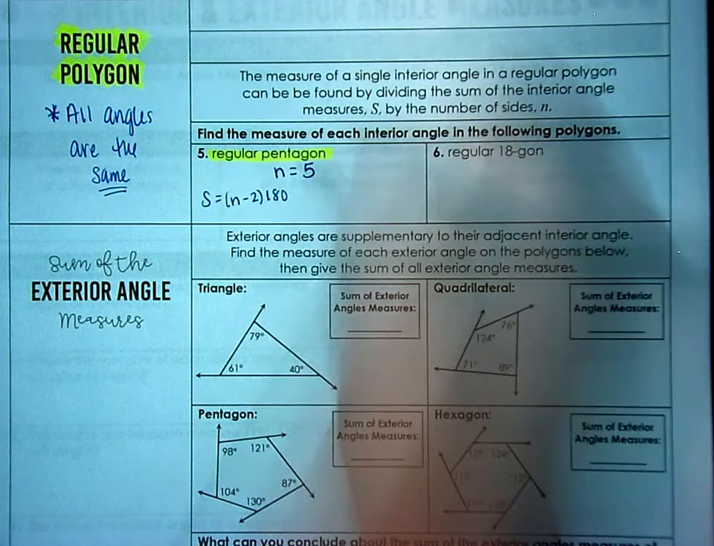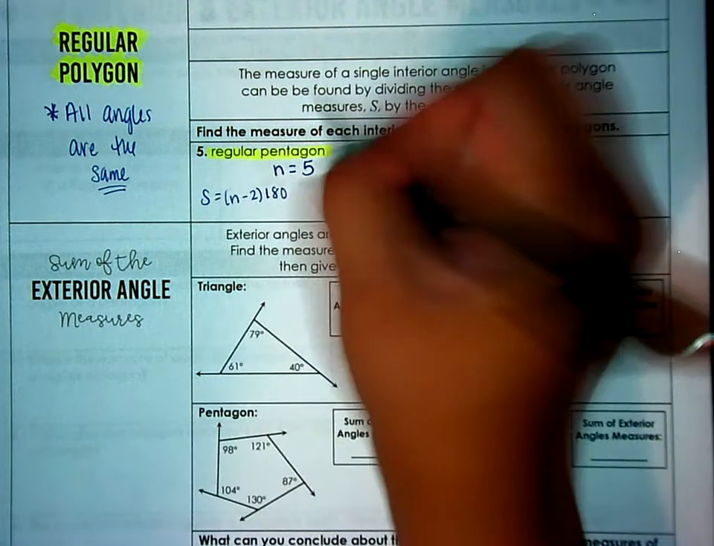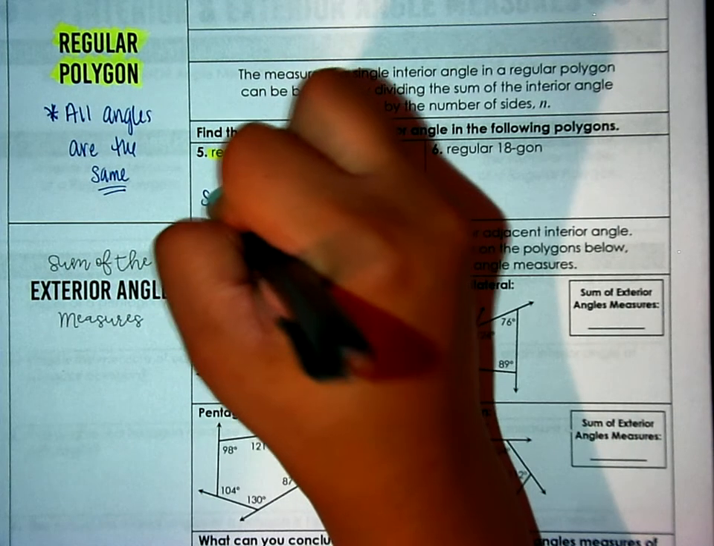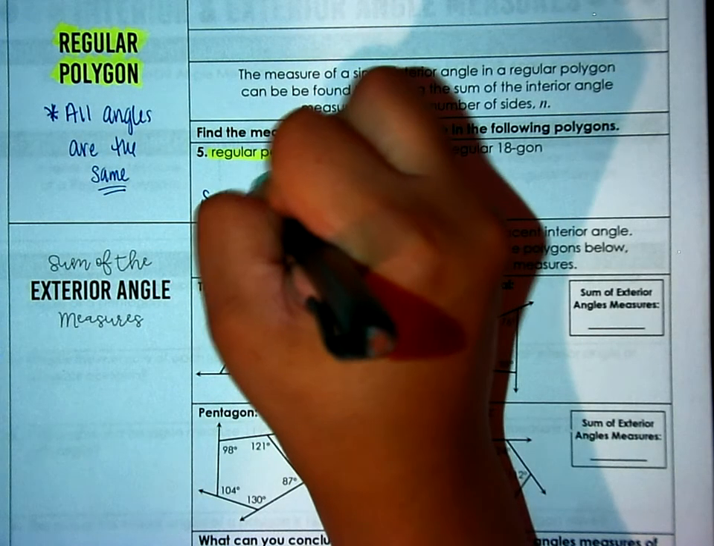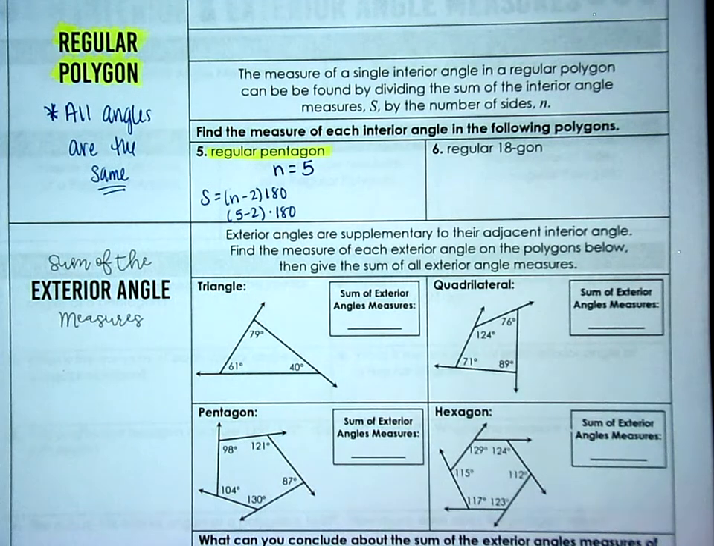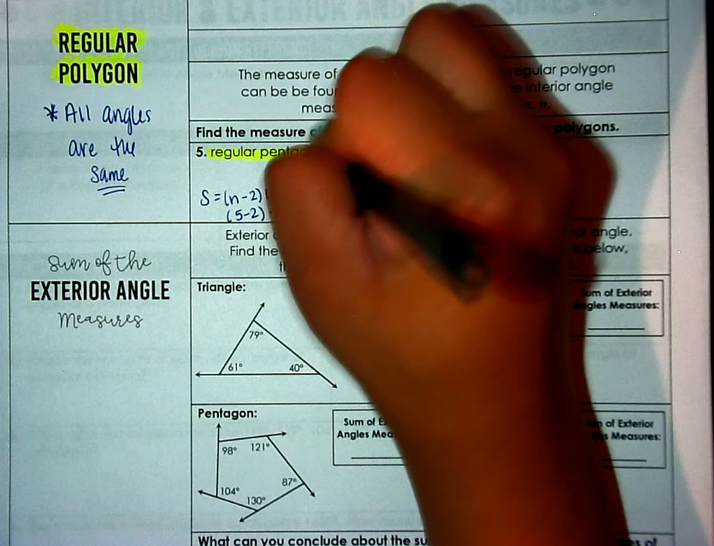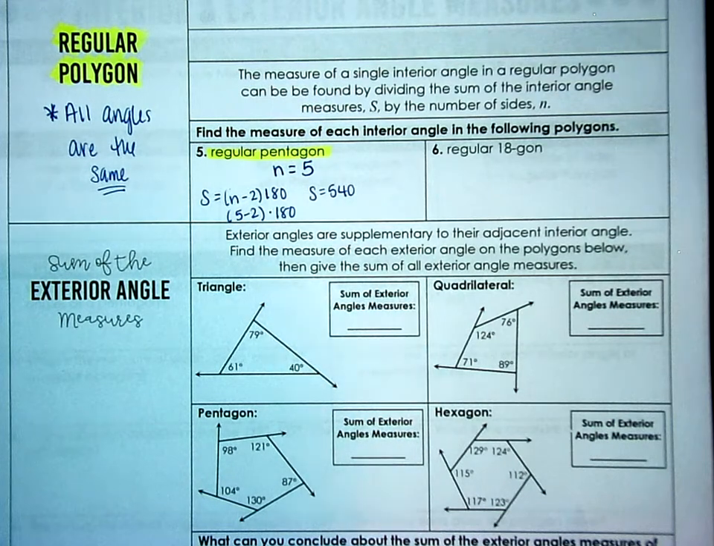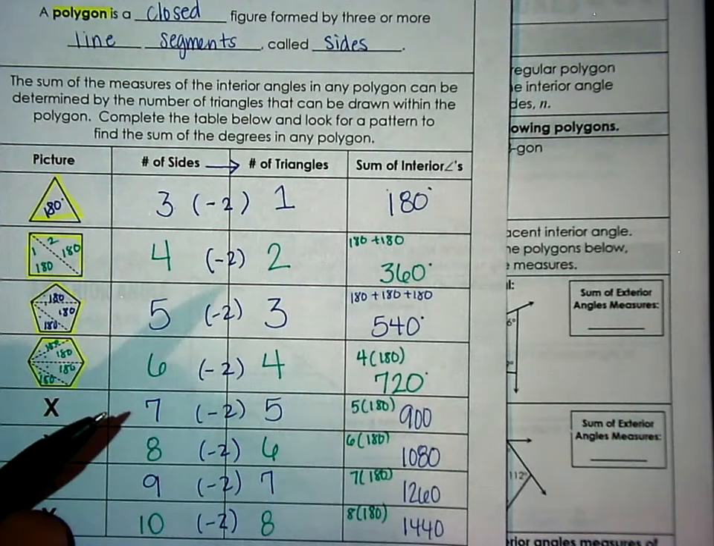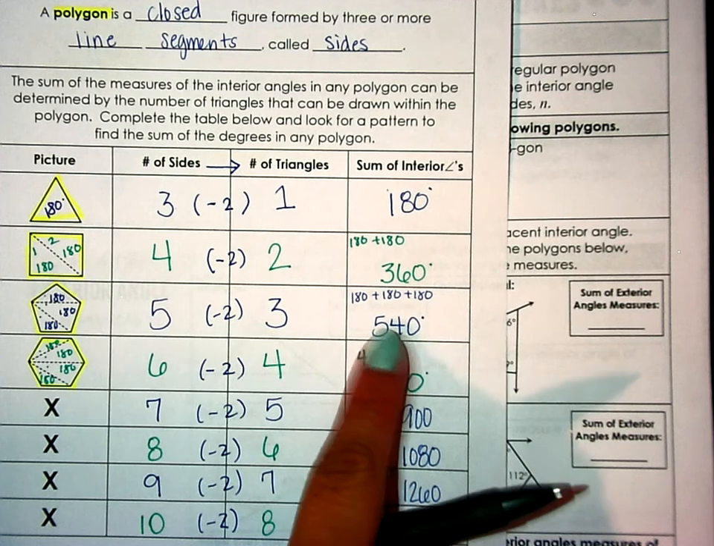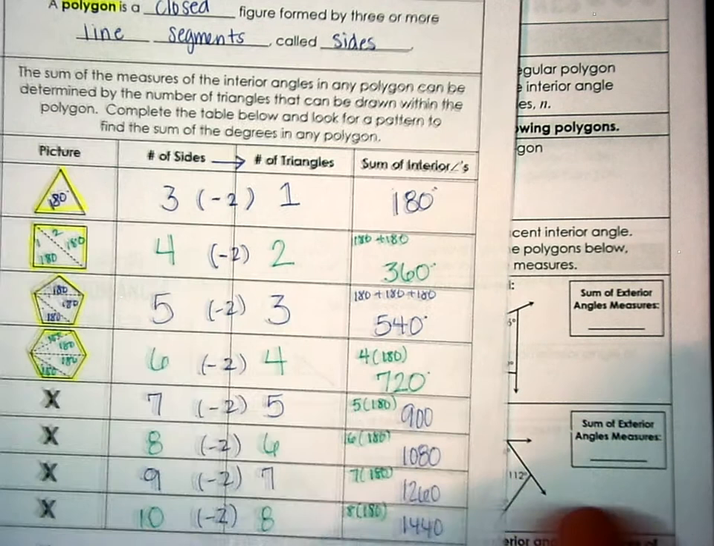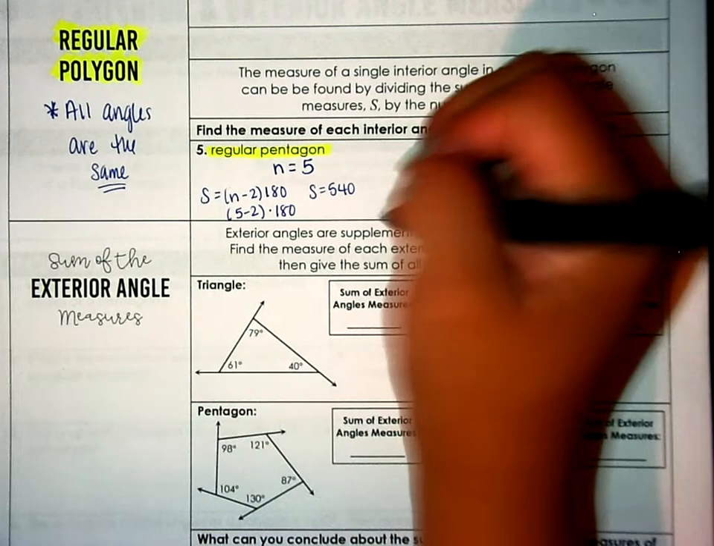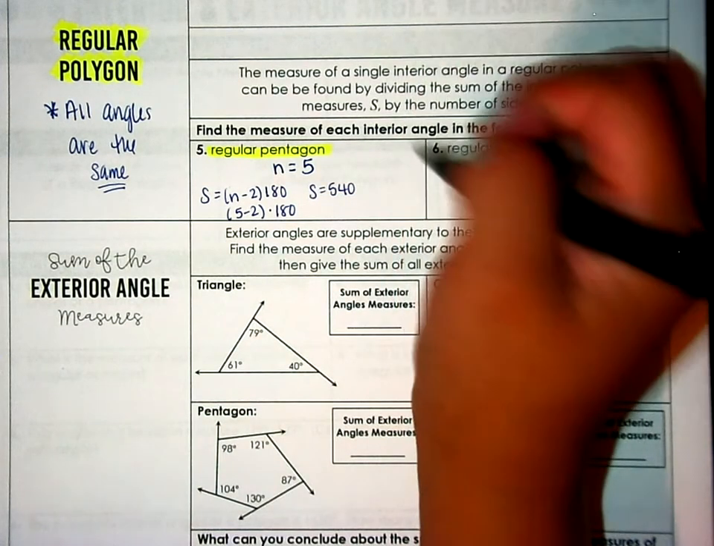And now I'm going to replace the value. N is 5, so this is going to be 5 minus 2 times 180. 5 minus 2 is 3. 3 times 180 is 540. So S is equal to 540. Now I could have cheated. We already had that answer. We had it in the chart right here, 540. Okay? So we know that the sum is 540, but the question was not find the sum.